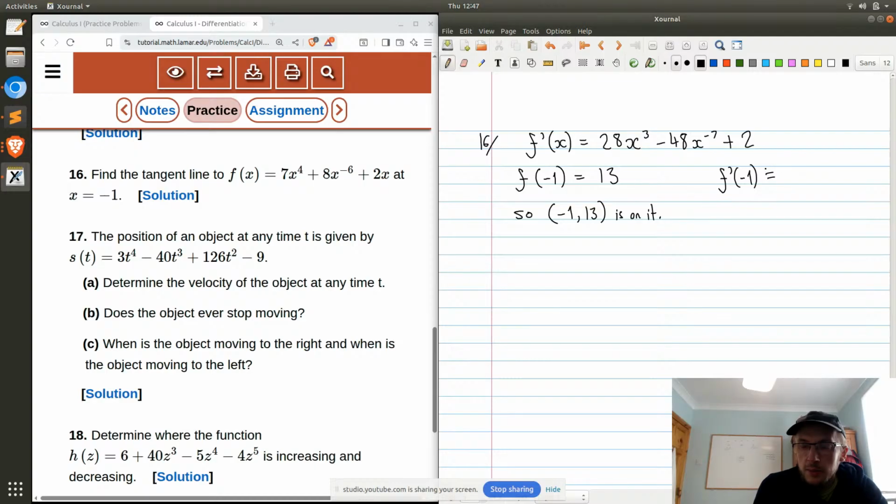And now f prime of negative 1, put negative 1 into here. So when you raise negative 1 to an odd power, you get negative 1. So this would be negative 28 plus 48, which is 20, and then add 2, so we get 22.